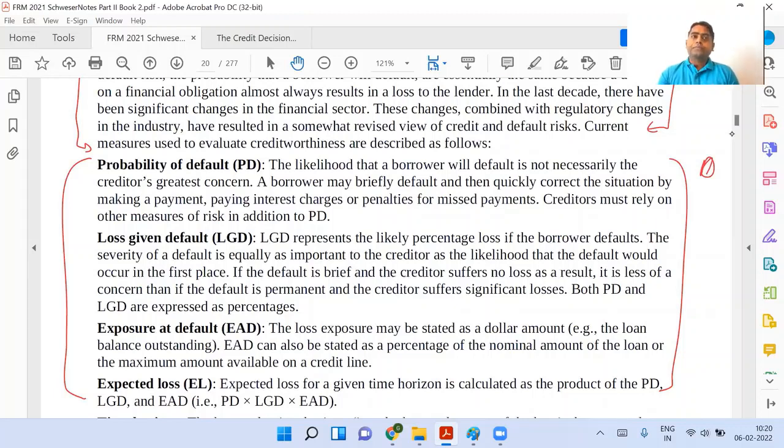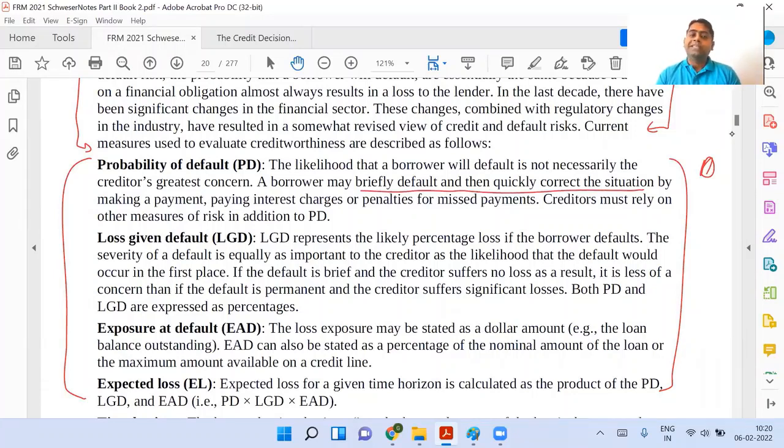Now there might be a scenario where you might default briefly and you might quickly correct the situation. I told you about delinquency at the start. That has also been highlighted. When there is a small default, or delinquency, you might pay the penalty or charges and you might come back in line. So that is not a big risk for you.